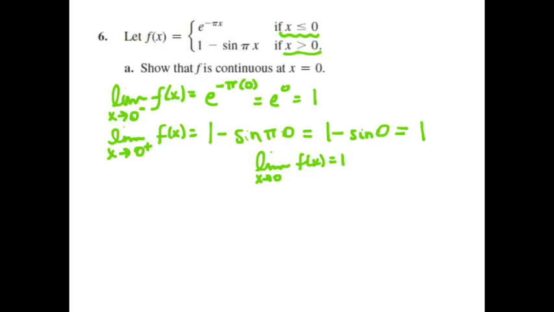Now we need to show that the value of the function exists, the value of the function at 0. And if I look at my piecewise function, 0 is included in the top piece of the function.